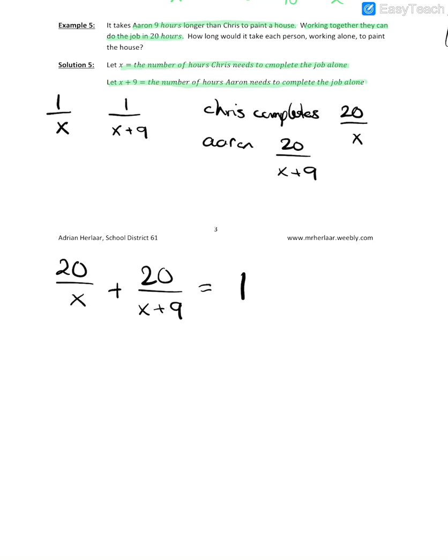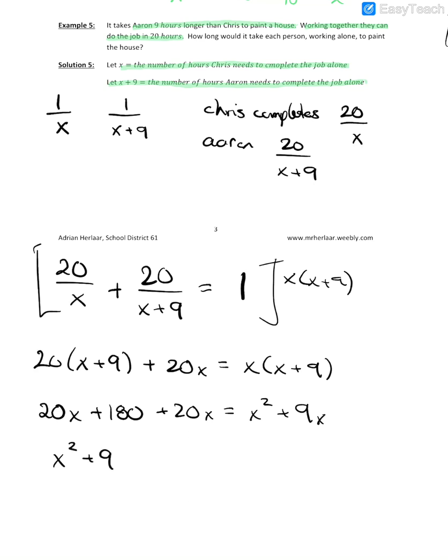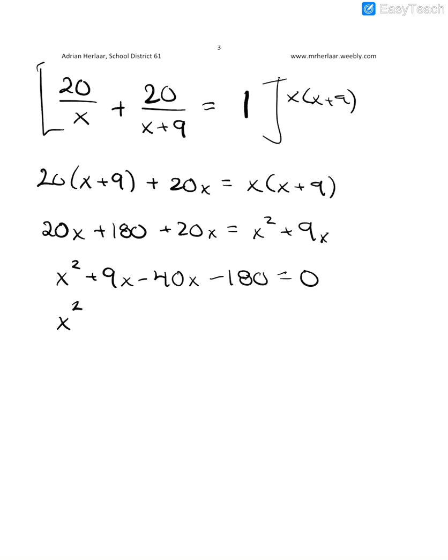So what's our lowest common denominator here? X times X plus 9. So first one, the X's cancel, so we get 20 times X plus 9. Second one, the X plus 9's cancel, so we get 20X, and then times 1, so times X plus 9. Work this out. We get 20X plus 180 plus 20X equals X squared plus 9X. Let's get everything together. X squared plus 9X minus 40X minus 180 equals 0. Let's continue along.